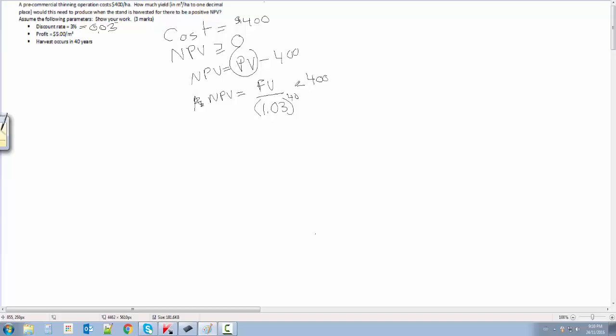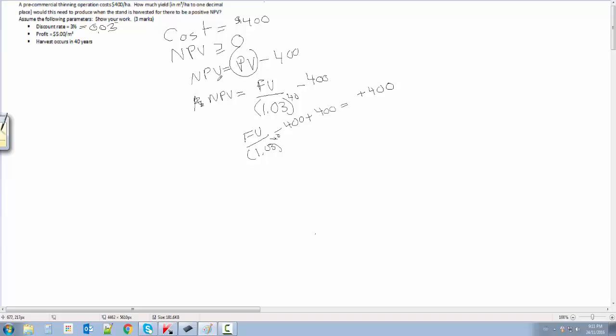Because if we do this as equals 0, this is where net present value equals 0. So we're going to calculate the minimum future value that we need. All right, so I'm going to say the future value over 1.03 to the power of 40, minus 400. I'm just going to rewrite this the other way around. I'm going to add 400 to this side, and I'm going to add 400 to the other side.